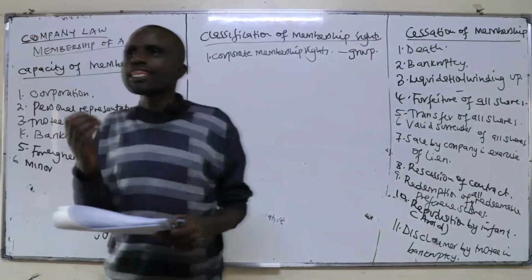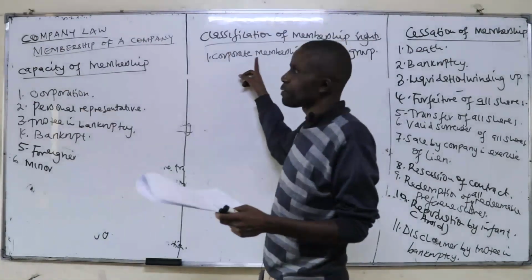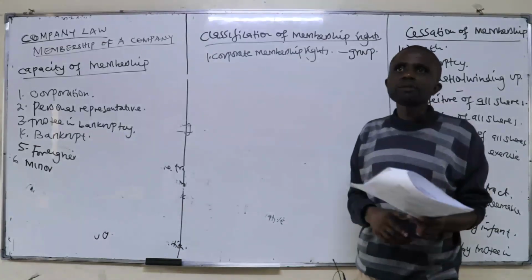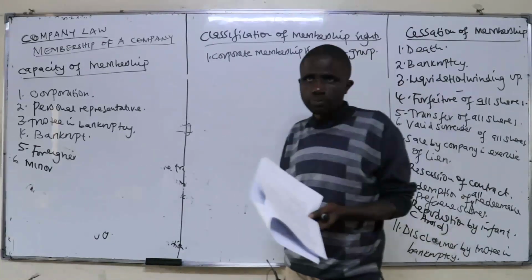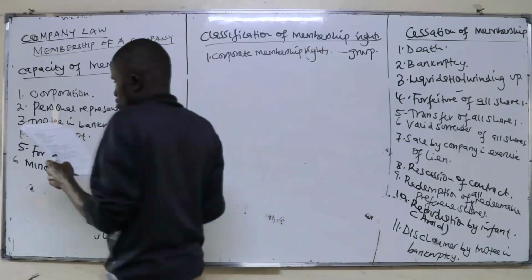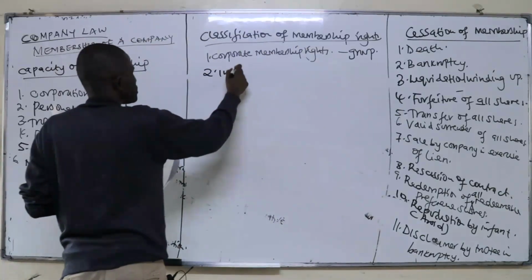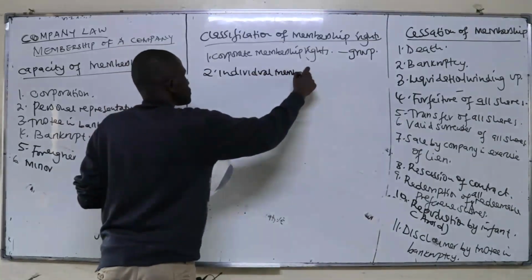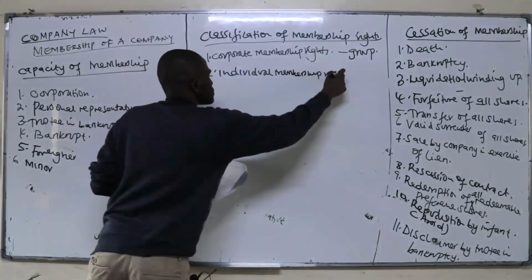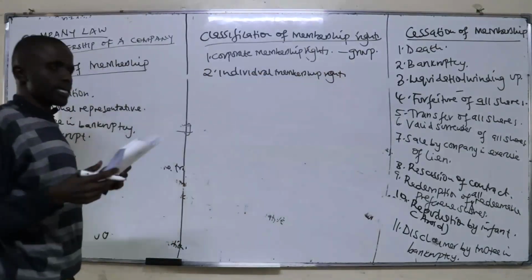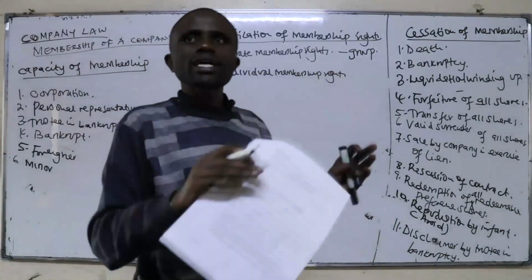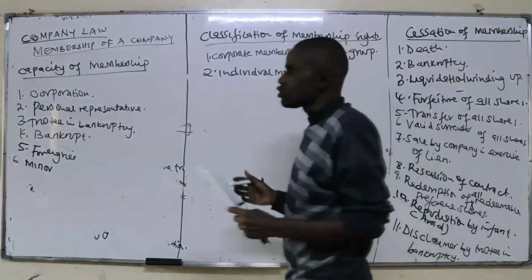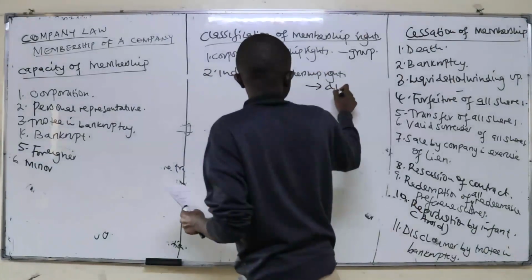So what we are saying, these rights cannot be exercised by an individual member, but can be exercised by members as a group. They can only be exercised by members as a group. Tuko pamoja? Yes. Now, 2, individual membership rights. These are what we call rights of a member in general, of an individual member. 1, right to dividend.